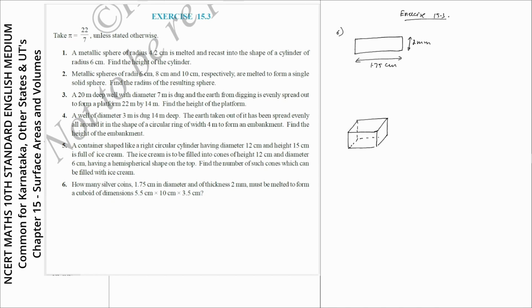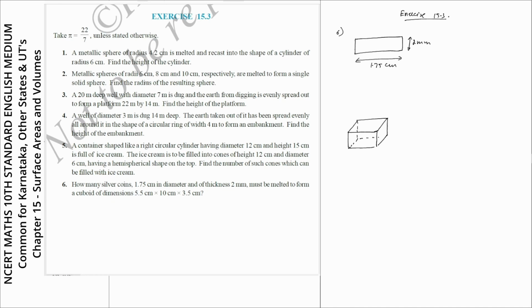Exercise 15.3, question number 6. How many silver coins 1.75 centimeter in diameter and of thickness 2 millimeter must be melted to form a cuboid of dimension 5.5 centimeter into 10 centimeter into 3.5 centimeter? So the dimension of the coin is, the diameter is 1.75 centimeter and the thickness is 2 millimeter.